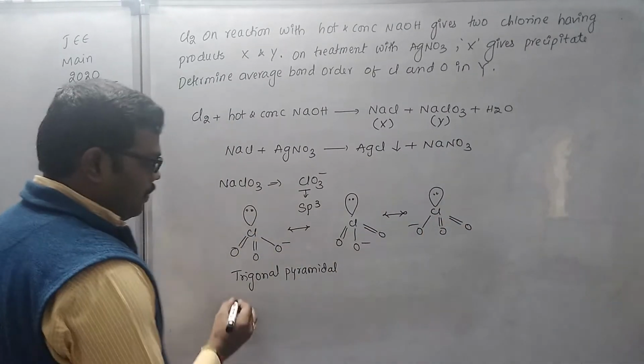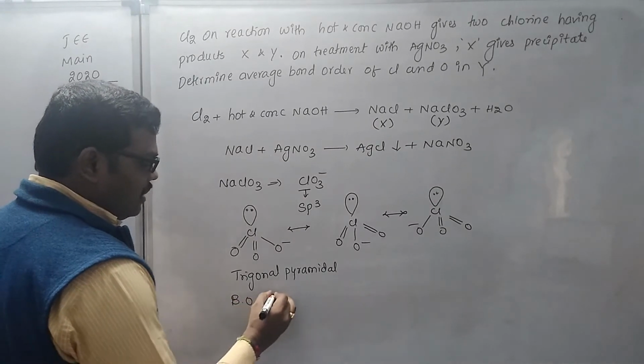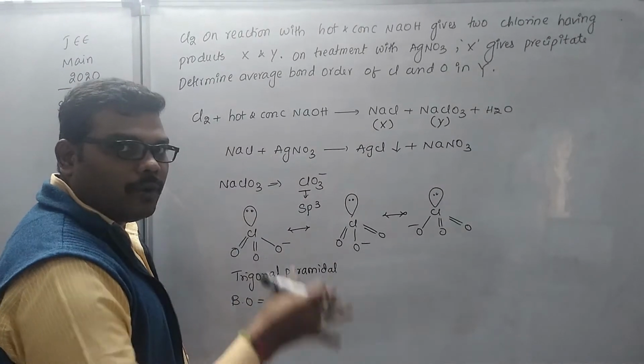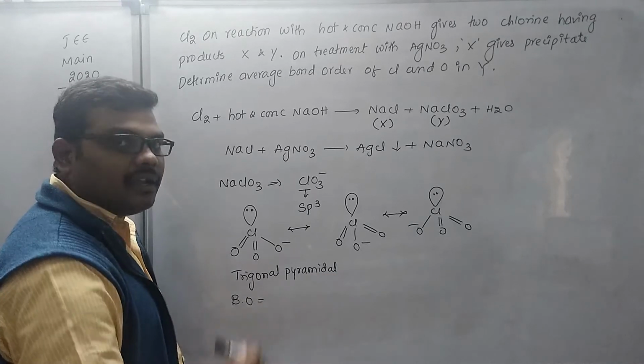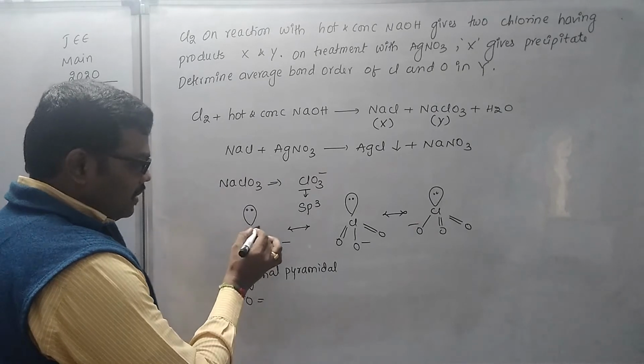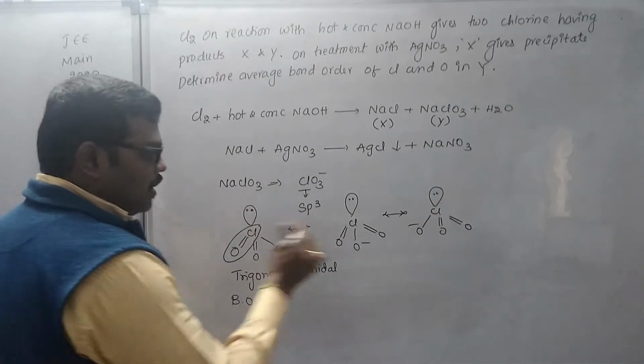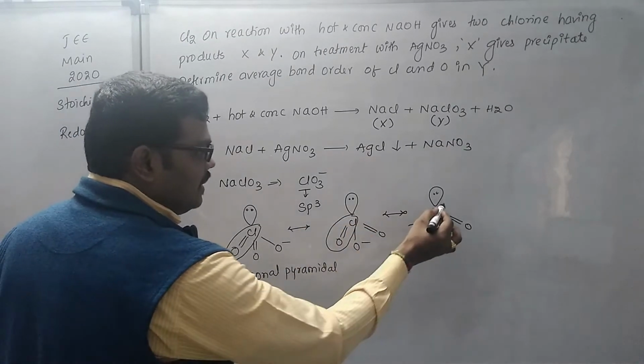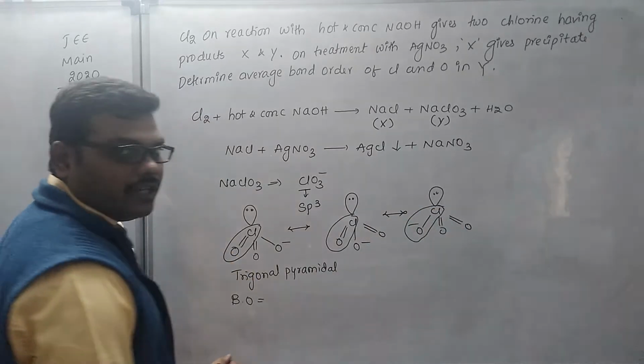Now how do we calculate bond order here? Bond order is equal to the number of bonds between two atoms divided by the number of resonating structures. So how do we identify it? Suppose you take this one. This is one bond. In this structure also you have to take the same thing. In this resonating structure also you have to take the same thing.